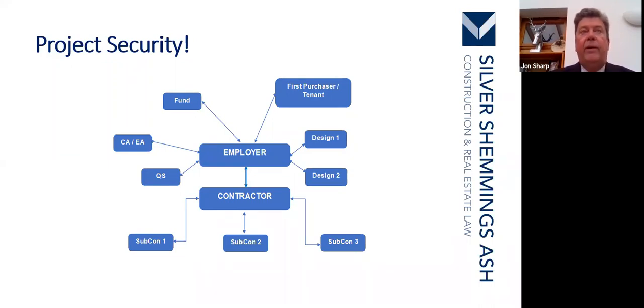Say the employer has set up a special purpose vehicle for this particular construction project, so effectively a limited company with few or no assets. And say for whatever reason that company goes insolvent. So suddenly the employer is insolvent. So the contractual relationships between the first purchaser, the Design 1, Design 2, QS, CAEA fund are all running into difficulty. Because how are these people going to get themselves paid? The employer's gone bust.